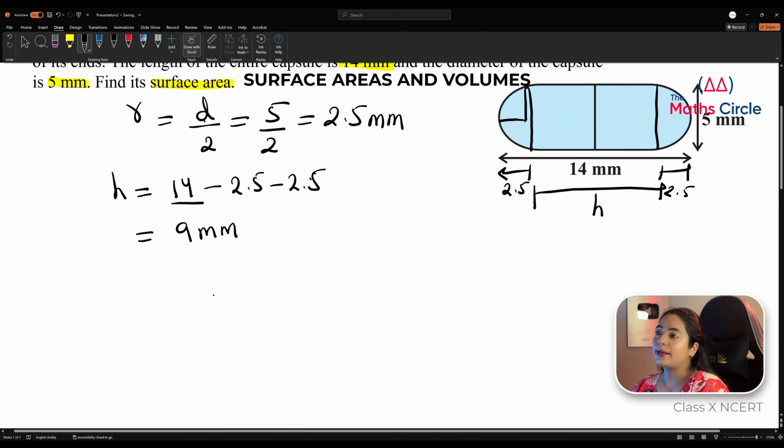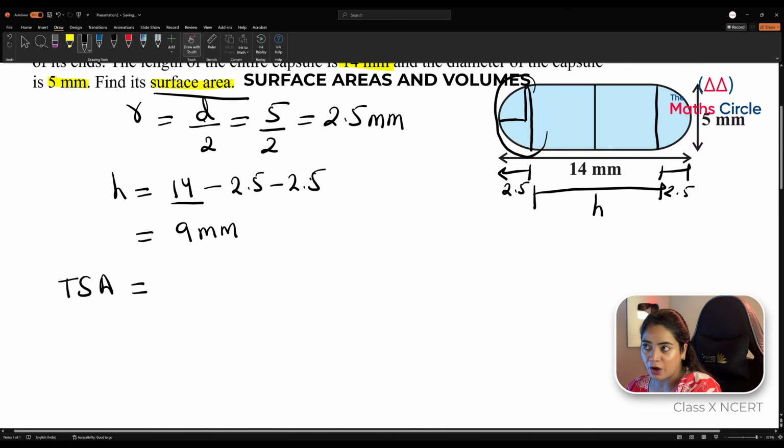Now, getting all the values from the given values, we simply need to find the surface area now. Whenever it is asked to find surface area, that means you simply need to find total surface area of the problem. Now, observing it, you simply get that to find total surface area, you need to add the curved surface area of this one hemisphere, then the curved surface area of this cylinder, and then the curved surface area of this another hemisphere.